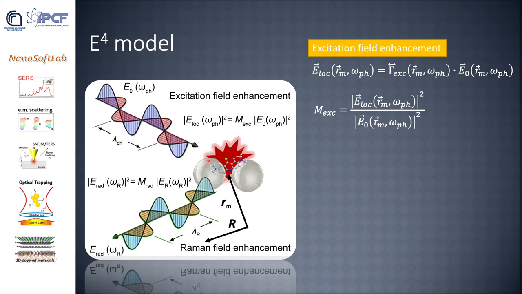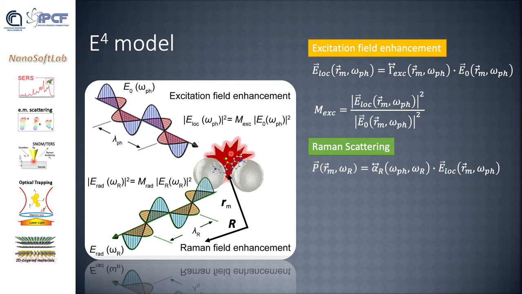The intensity gain that will benefit the nanoantenna will be equal to m excitation and will be the ratio between the local intensity, the intensity of the amplified, enhanced local field, and the intensity of the incident field. The molecule will then scatter some Raman photons. So we can consider an induced dipole, the induced Raman dipole, that will be proportional to the local field through the Raman polarizability tensor.